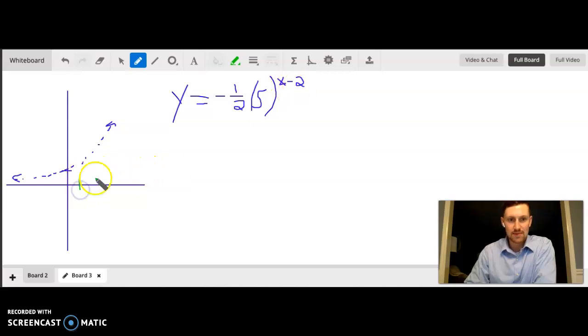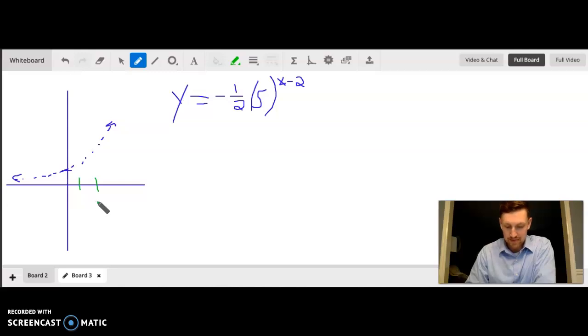So I know right away I'm not going to start at 0, 1. I'm going to go right 2. Notice I didn't go up or down at all. So that means the x-axis stays as my asymptote. I didn't shift up or down at all. What did happen though? Well, it flipped. See this? The whole thing flips over.